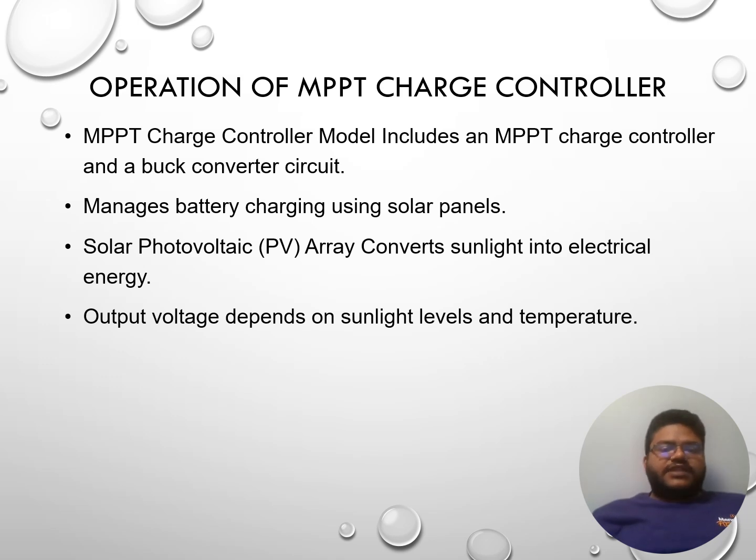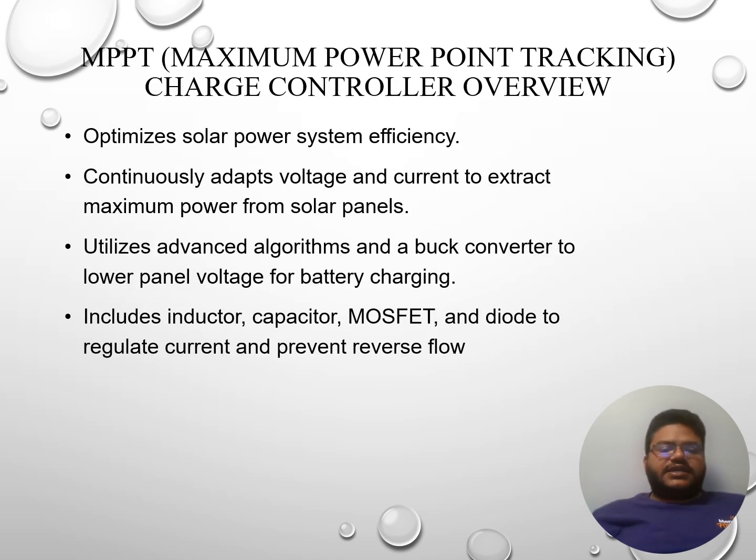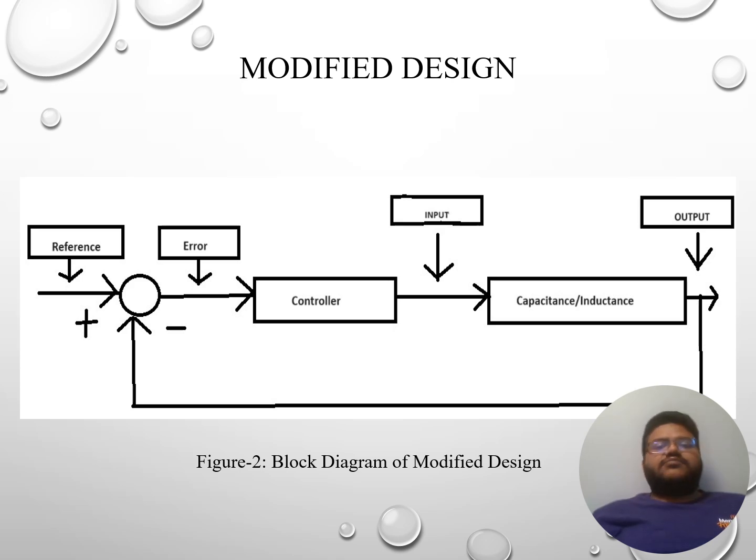So I explained the operation of the MPPT charge controller, and then this is the modified design, after seeing the variation that capacitance and inductance have. This is the control design. Here, we can see that there's a controller. This controller varies the capacitance and inductance based on a reference value. Say for example, for an irradiance of 1000 watt per meter square, we need a capacitance value of 20 farad.